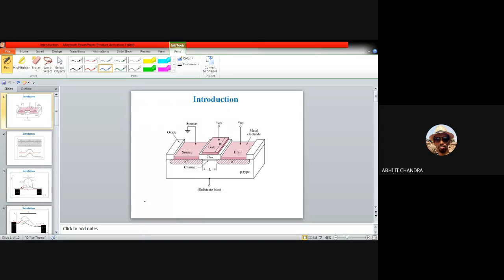So MOSFET stands for metal oxide semiconductor field effect transistor.